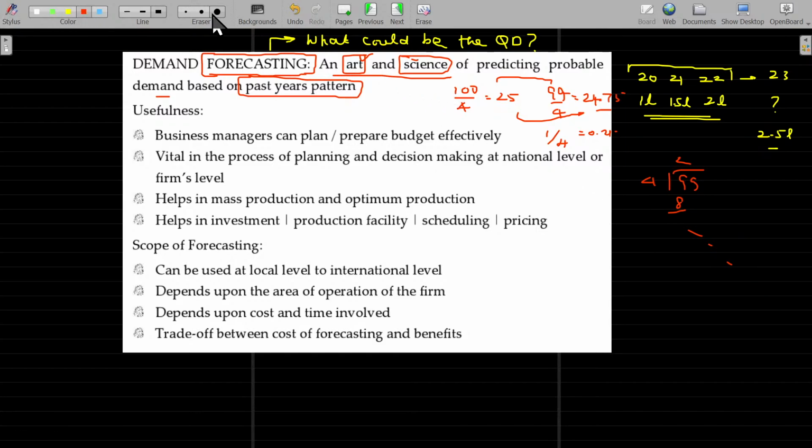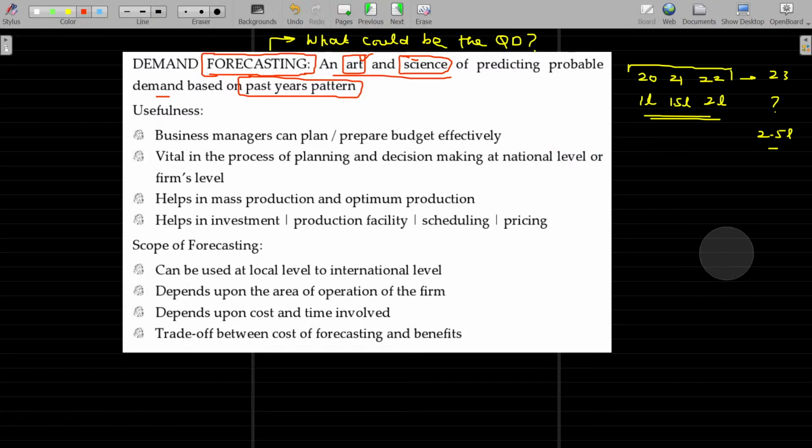So what about the future with respect to the quantity demanded? Very simple. There is some set of rules. Are you able to apply it perfectly because of the vast experience you have? Yes, sir. Then you have the art and science of predicting. That's all. Art and science. Science is a set of rules. Art is a practice.